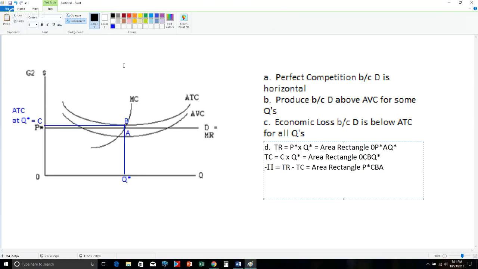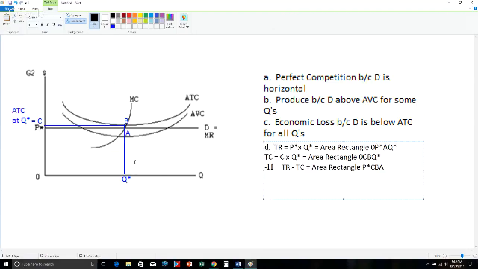Because this firm is producing in the short run, it will have a long run graph. And the long run graph for this one would be the same as the long run graph for a perfect competition business that produces in the short run at a profit. They're going to end up with the same situation because of long run adjustments to the market.